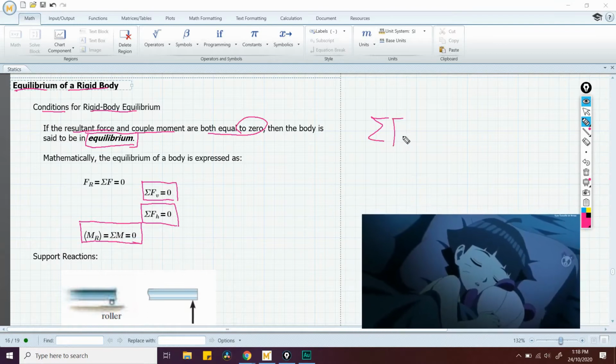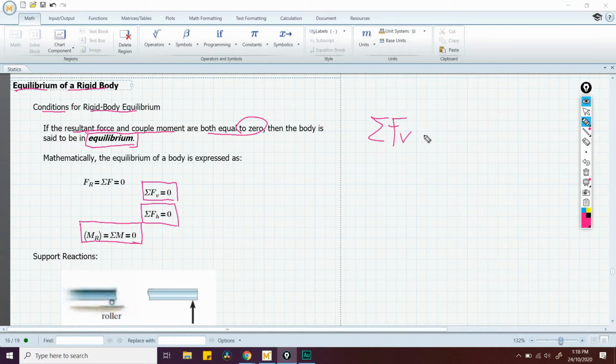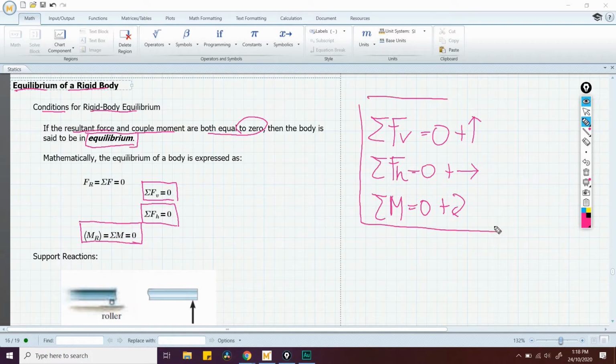So, take note lang natin, we will always have the summation of forces vertical equal to 0. At ang assumption natin dyan, positive yung going up. Okay, laging tatandaan. And summation of forces naman, horizontal, is equal to 0. Tapos, positive going to the right ang assumption natin. And last is yung summation of moments is equal to 0. Positive yung ating clockwise. So, dito lang iikot yung mundo natin pagdating sa equilibrium of a rigid body.